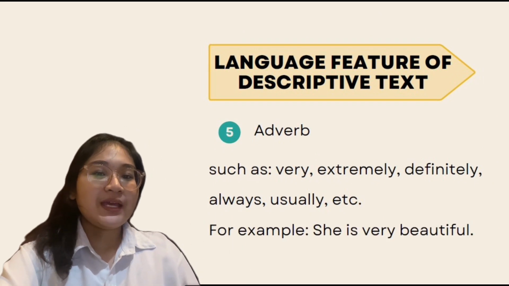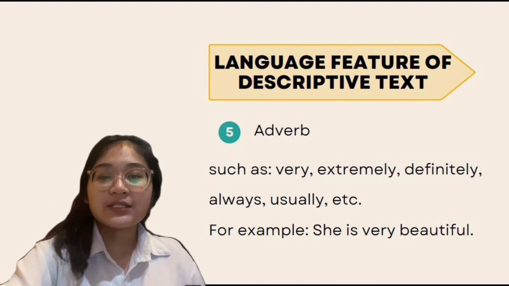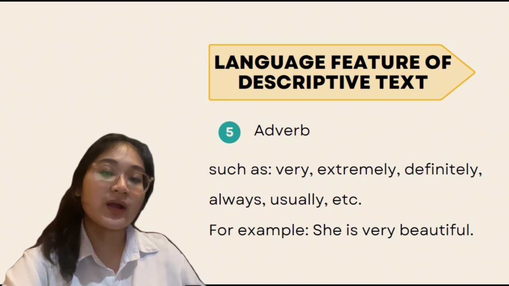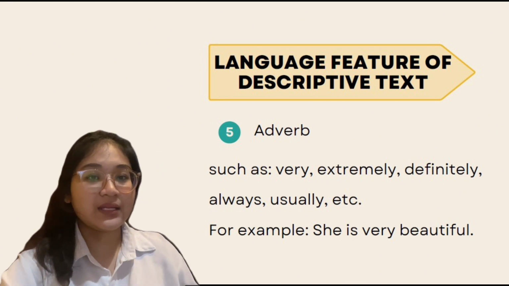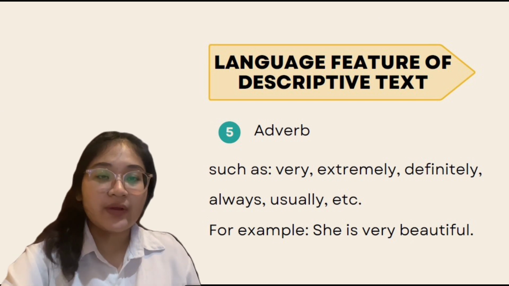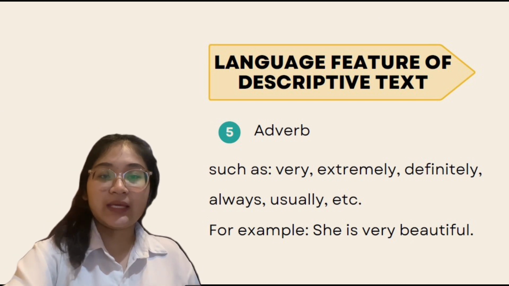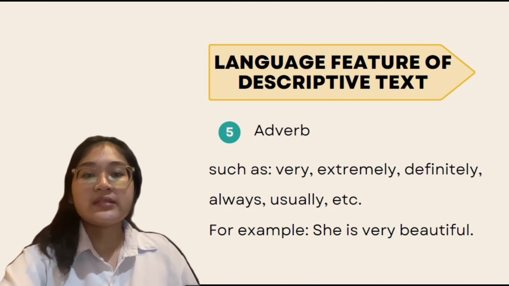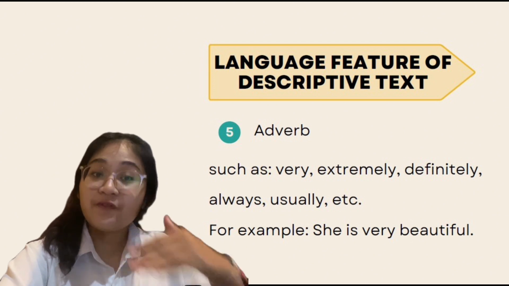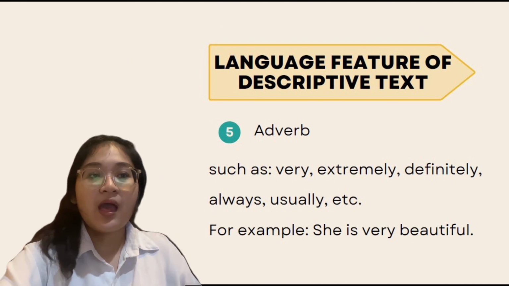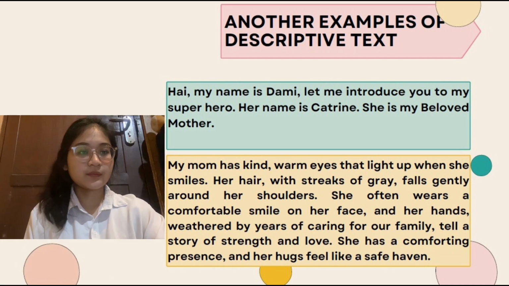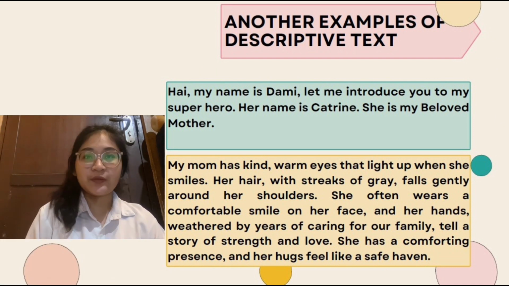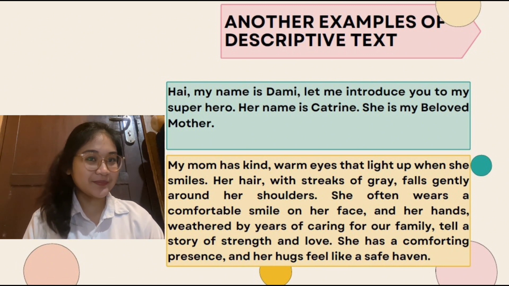Alright, we continue. And then we need to use adverbs to give additional information to the behavior or characteristic of the thing being described, such as very, extremely, definitely, always, usually, and so on. For example, she is very beautiful. Very is an example of an adverb. So, this is another example of descriptive text. You can read it by yourself.